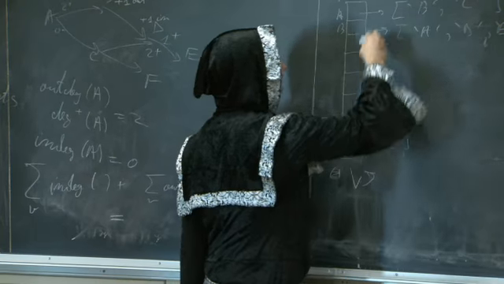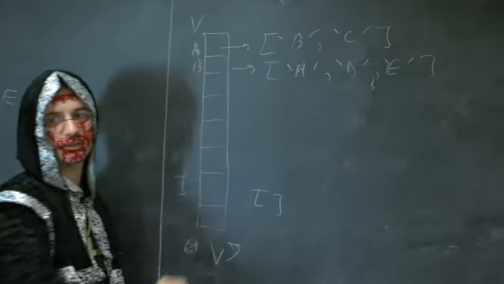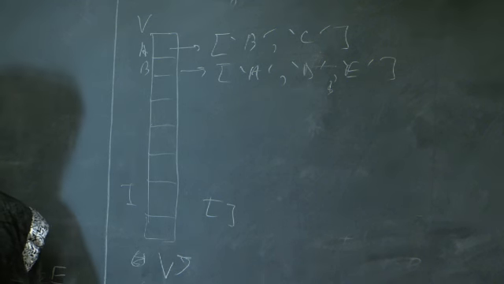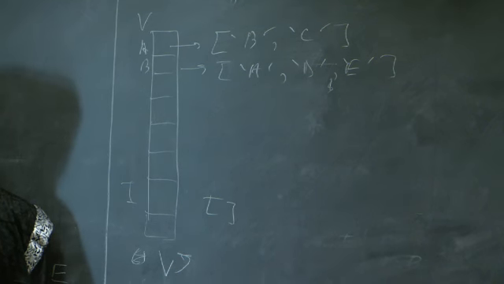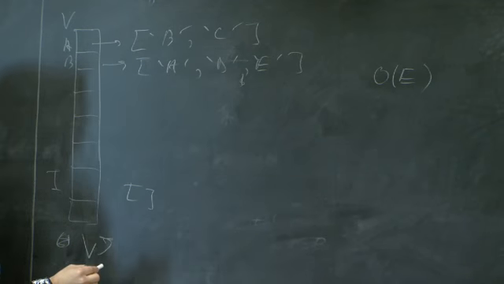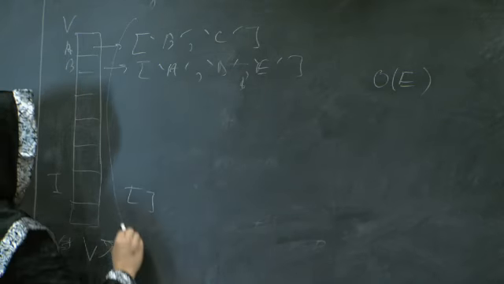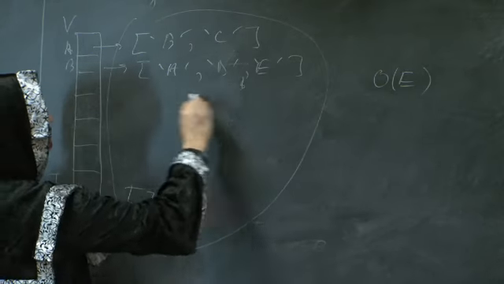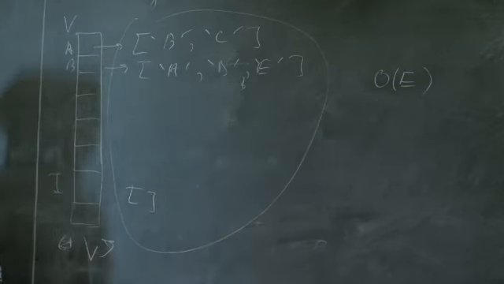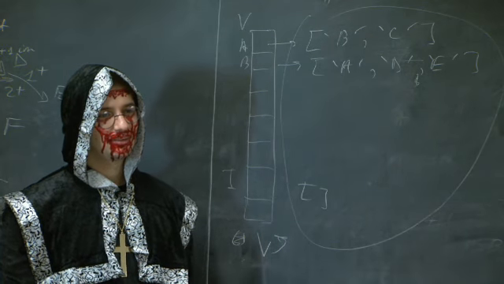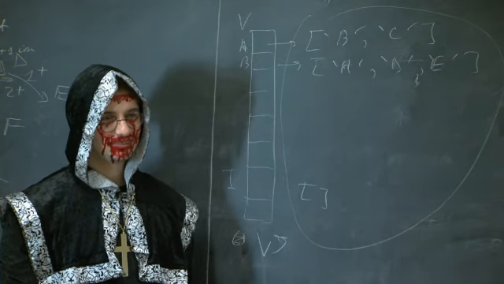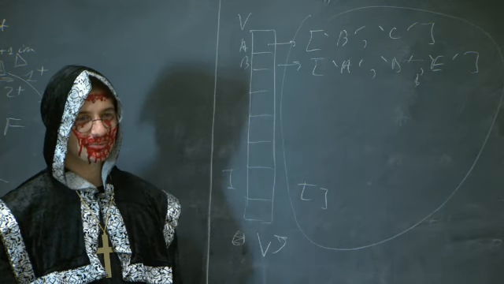Okay, how about this stuff? What's the total size of this stuff here? Order E. How many elements do I have in here in total? What's the sum of the length of the lists? The average value of E times the number of vertices. Let's go for something else related to degrees. All right, that's what I wanted to hear.